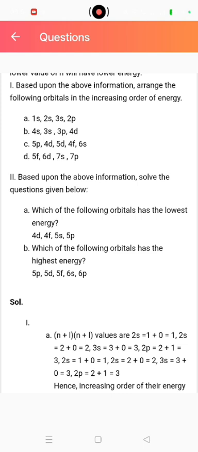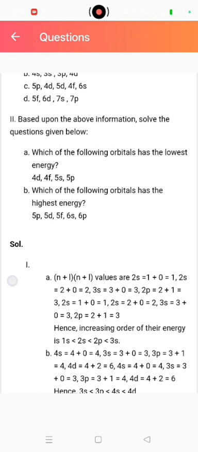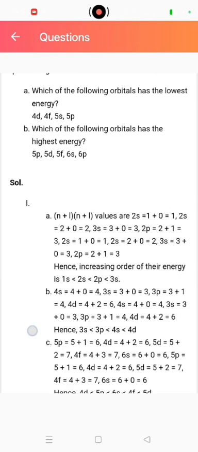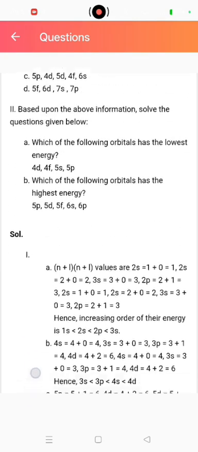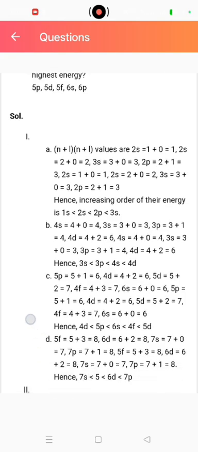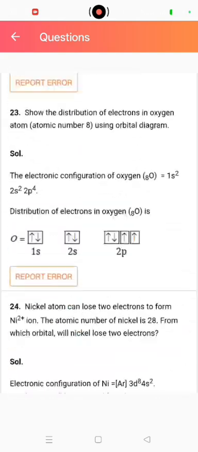Clear? Just look at 5p, 4d, 5d, 4f, 6s. 5p is 5 plus 1, which is 6. 4d is 4 plus 2, which is 6. 5d is 5 plus 2, which is 7. 4f is 4 plus 3, which is 7. 6s is 6 plus 0, which is 6. So how will the order come? It will be 4d, 5p, 6s, 4f, 5d. Okay? This is one type of question.